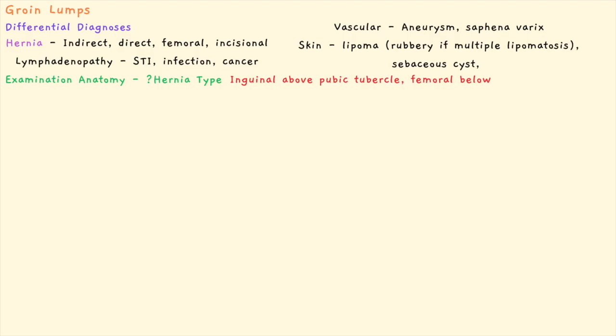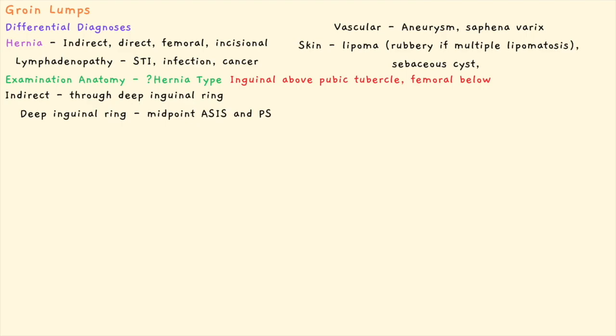From an examination perspective, it's important to understand the anatomy of the different hernia types. Now, broadly speaking, inguinal hernias are above the pubic tubercle and femoral hernias are below. Indirect hernias travel through the deep inguinal ring, and the deep inguinal ring is the midpoint of the anterior superior iliac spine and the pubic symphysis.